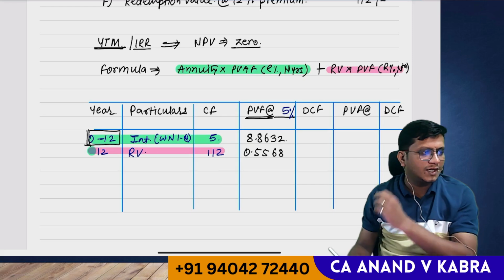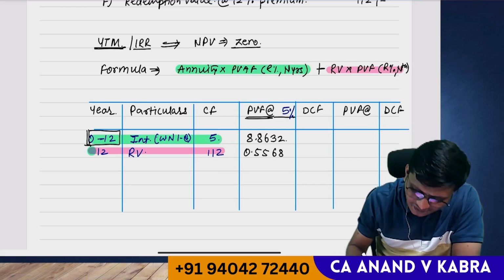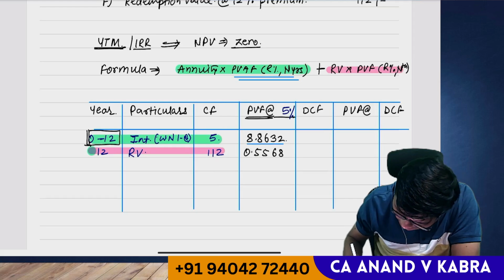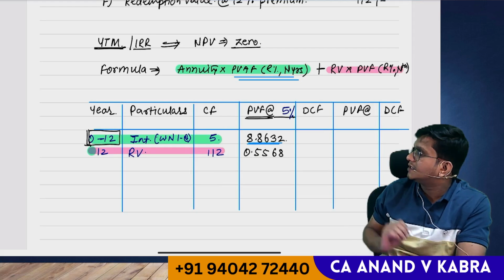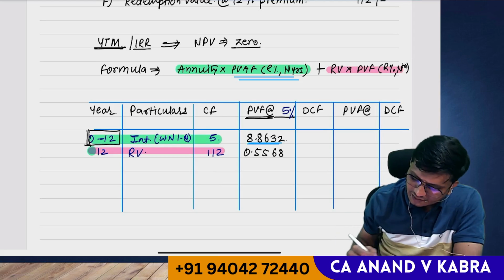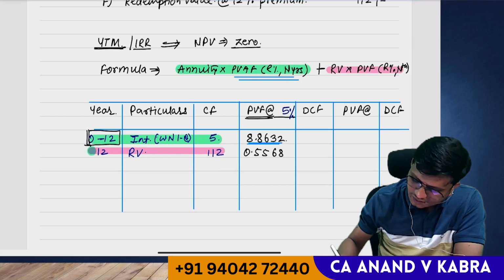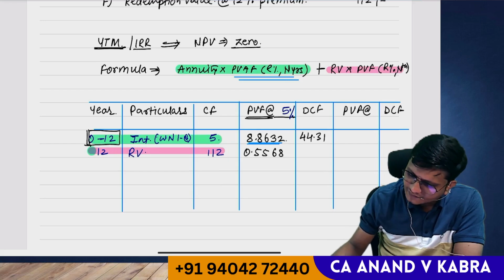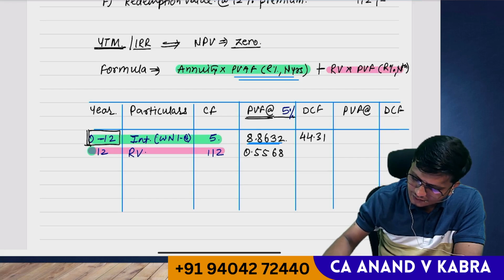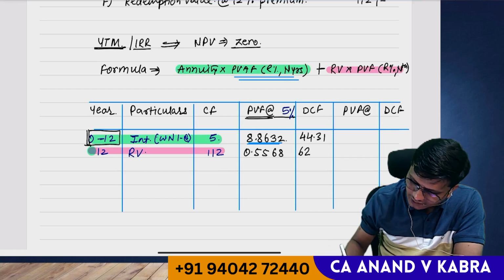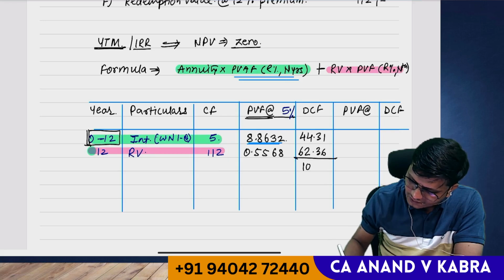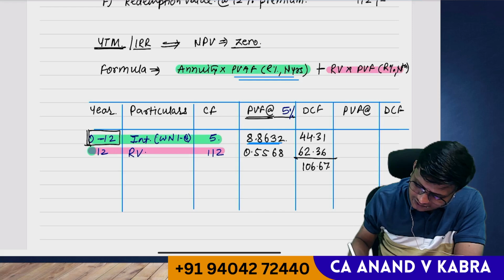So 8.8632 is the present value annuity factor. So I underline this again. Done. So as to connect the things, what things are placed where. Now multiplied by 5, you will get 44.316. Okay. And 0.5568 into 112 equal to 62.36, totaling 106.067. This is the value.